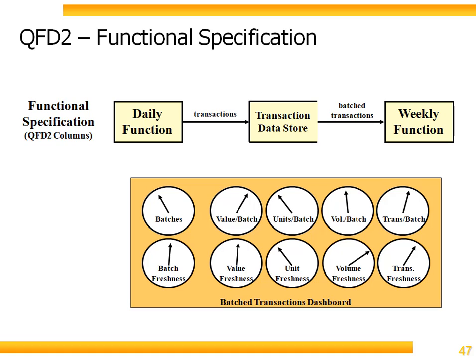If most of my transactions get generated on Monday, perhaps my weekly function should run on Tuesday. So I need to know the freshness of my batches, and again, I'm going to weight that by value, units, volume, and transactions going through. So again, I'm prioritizing my functions in QFD2, and I'm deciding how I would measure the things happening at this level of the system, so I'll be able to build controls later.